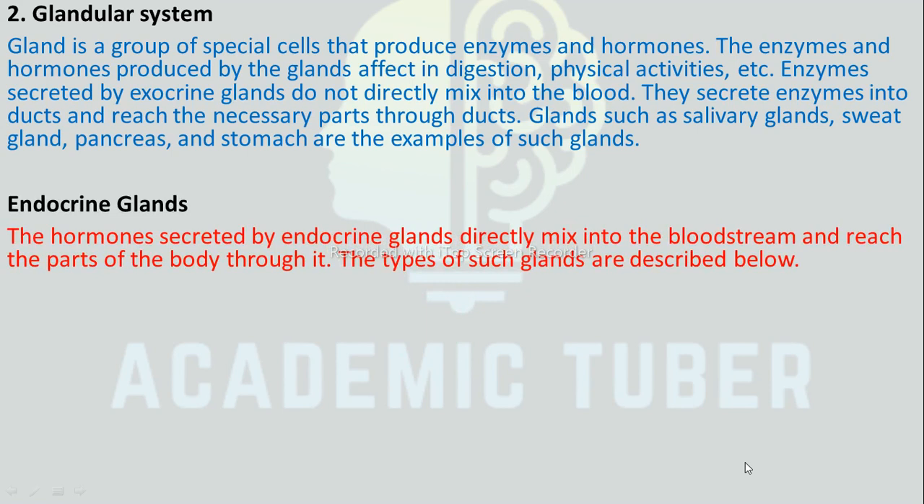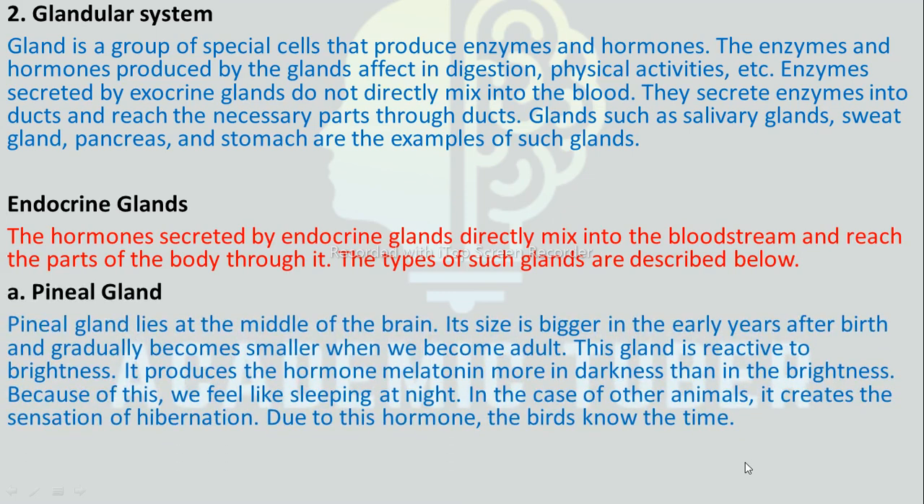Endocrine glands. The hormones secreted by endocrine glands directly mix into the bloodstream and reach the parts of the body through it. The types of such glands can be described below. First one, the pineal gland. The pineal gland lies in the middle of the brain. Its size is bigger in the early years after birth and gradually becomes smaller when we become adults.